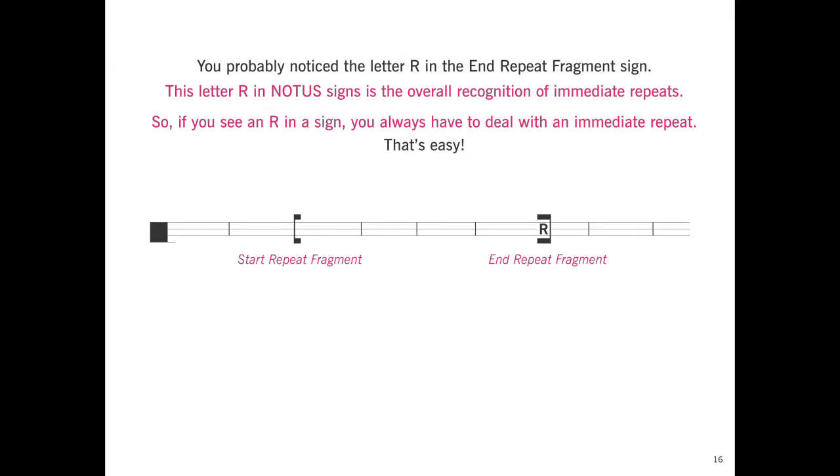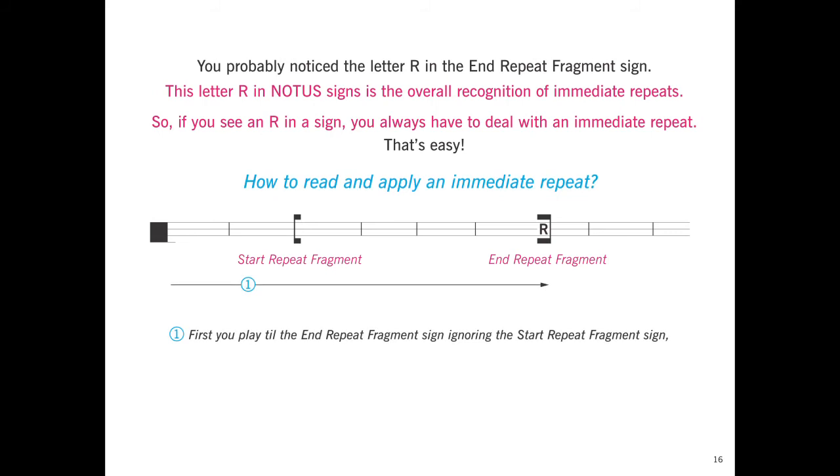This Nodus sign replaces this sign in conventional notation. You probably notice the letter R in the end repeat fragment sign. This letter R, in Nodus signs, is the overall recognition of immediate repeats. So, if you see an R in a sign, you always have to deal with an immediate repeat. That's easy.